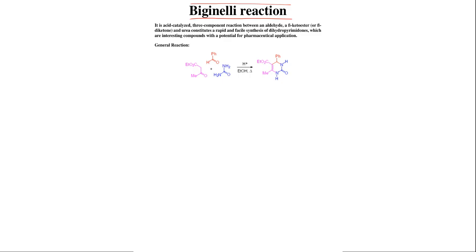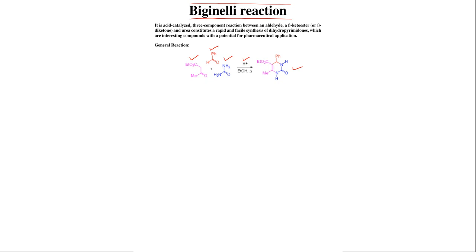Today we will talk about the Biginelli reaction. It is a three-component reaction in which aryl aldehyde, 1,3-dicarbonylic functionality and urea react with each other in the presence of acid. When these three components react with each other, it results in the formation of a pyrimidone ring. This pyrimidone ring is very important in pharmaceutical applications.